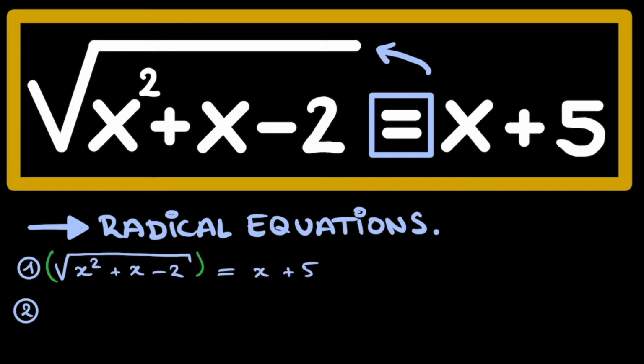Then in the second step, to actually get rid of this square root, what we do is we square both sides of the equality sign. So we just square our equation. On the left-hand side, we see that we have the square of a square root, effectively eliminating our square root. So we get x squared plus x minus 2. On the right-hand side, we have x plus 5 squared, which can be simply calculated to be x squared plus 10 times x plus 25.